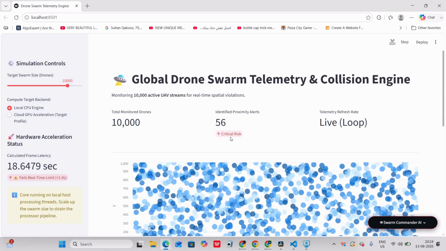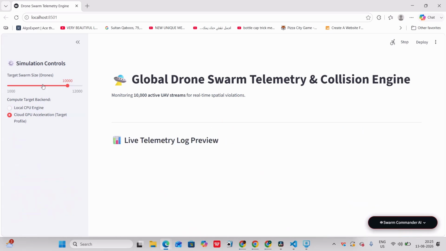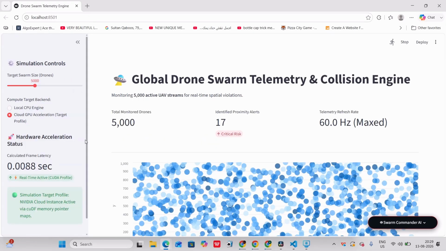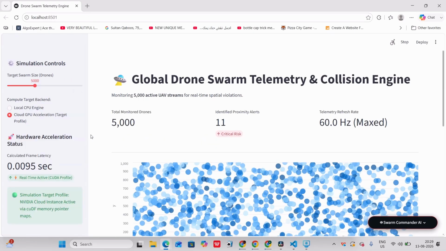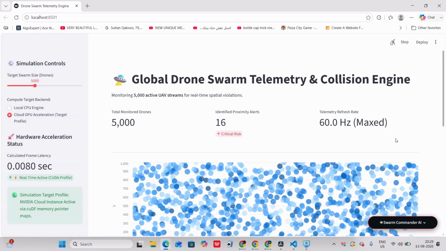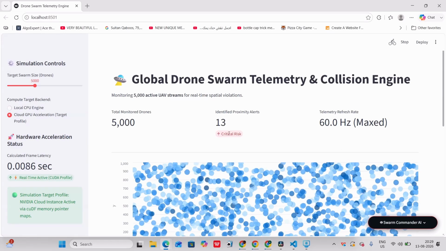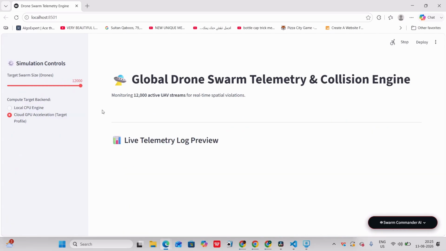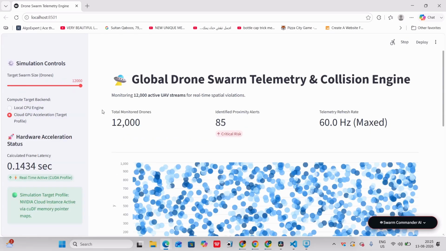Using this button, we can switch to NVIDIA's Cloud GPU with CUDA or cuDF acceleration. We can see how the latency and the number of critical risks reduce significantly. This would reduce the risk of collision and provide real-time analysis despite increasing the number of drones in the system.